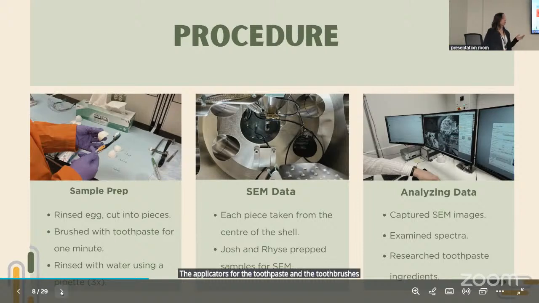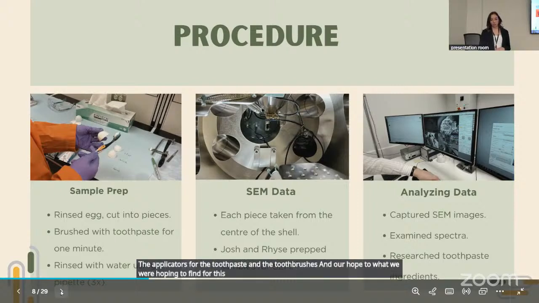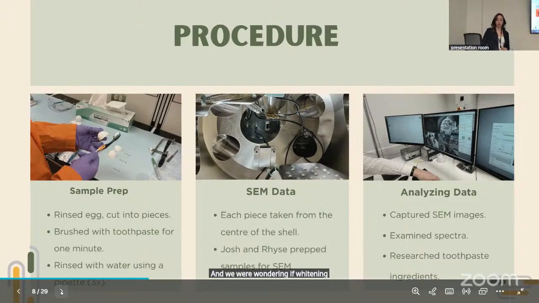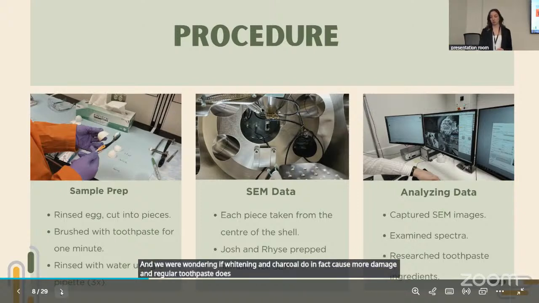And what we were hoping to find for this experiment was how different toothpastes affect the strength and structure of the eggshell. And we were wondering if whitening and charcoal do in fact cause more damage, and regular toothpaste does strengthen and protect.